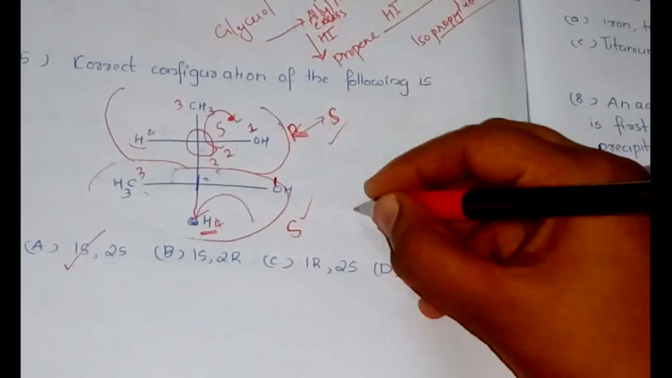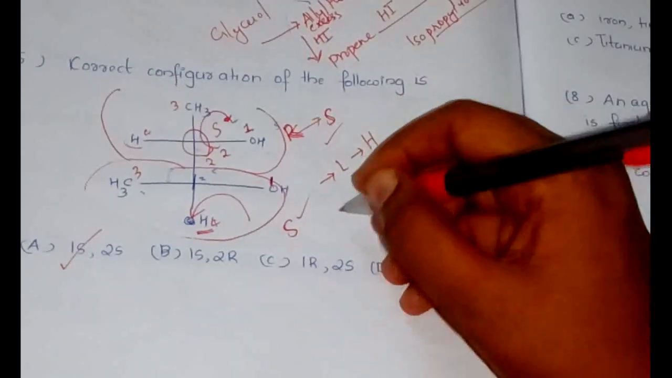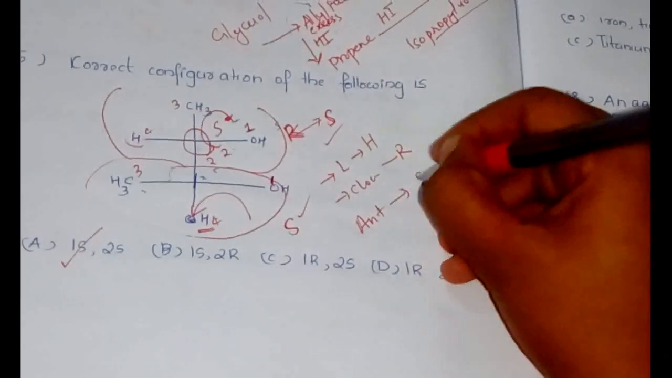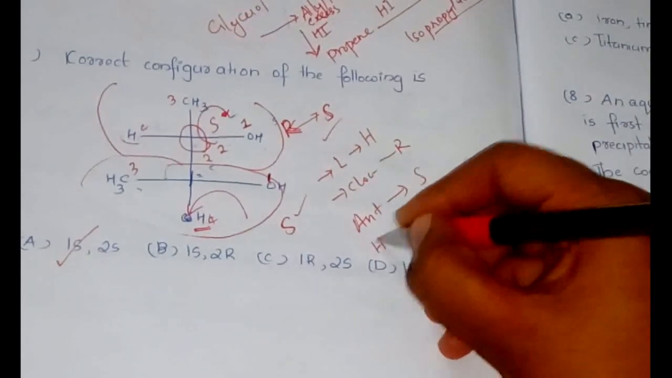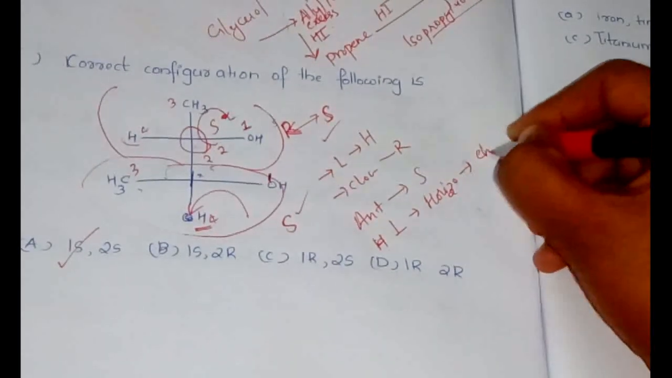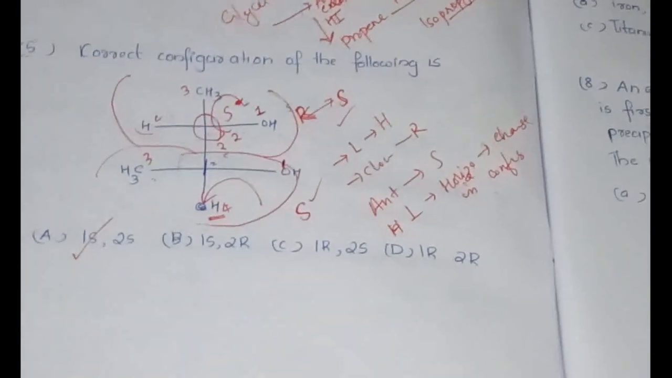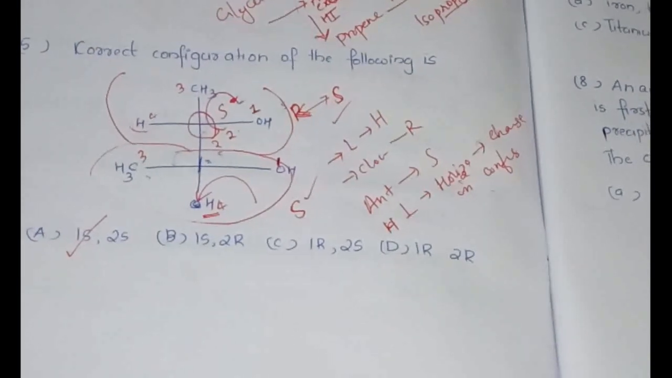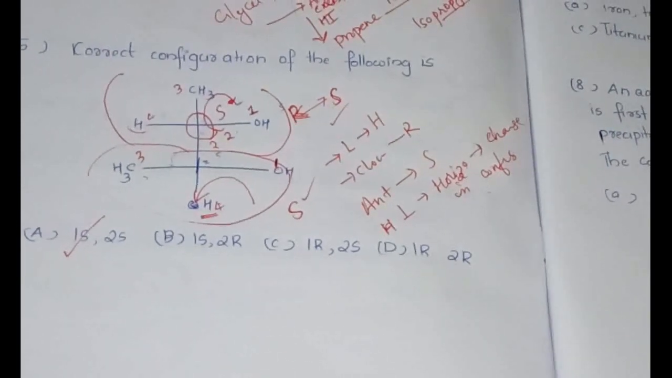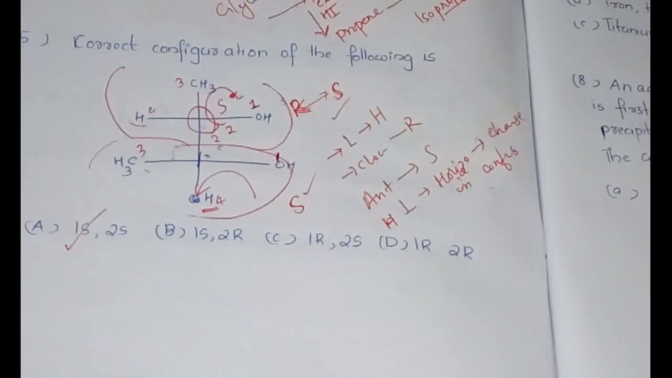So what are the things that you have to remember? First, number from the lowest to the highest priority group. Then clockwise it is R, anti-clockwise it is S. And now if the lowest priority group is in the horizontal position, there is a change in configuration. So that is it. If you found the configuration to be R and your lowest priority group is in the horizontal position, it would be S. If it is in the vertical position, we will be taking the same configuration that we found. Okay, now we will be going to the sixth question.